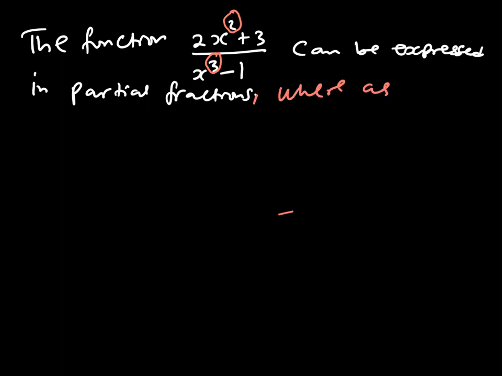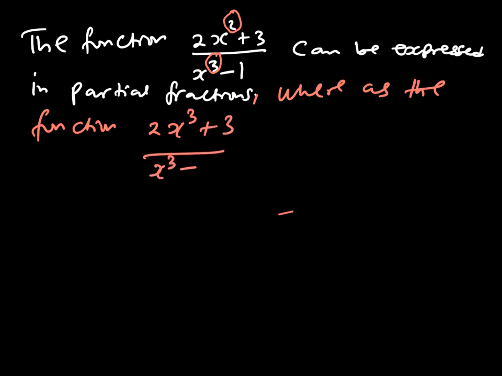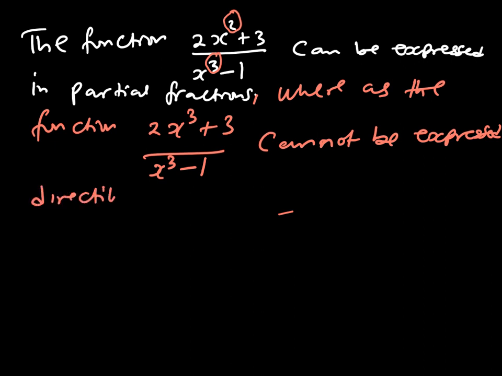Whereas, okay, let's look at this other. Whereas the function 2x cubed plus 3 over x cubed minus 1 cannot be expressed directly. Now why can't we express this directly? Because the numerator here is of degree 3 and the denominator is also degree 3. They are of the same degree. So if they are the same degree, then we have to calculate long division.